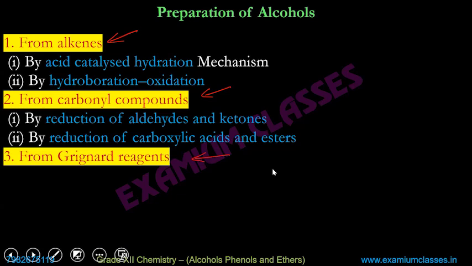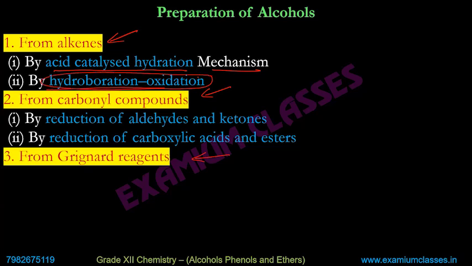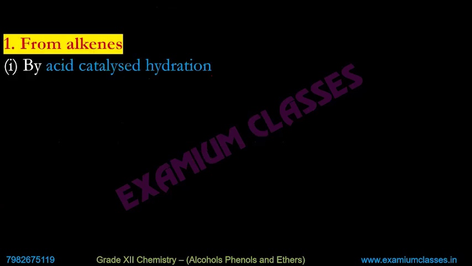Preparation methods, as usual, as we talked in case of haloalkanes and haloarenes, are very important here also. Preparation of alcohols. All these reactions will be used in conversion. First one is by acid catalyzed hydration mechanism and hydroboration oxidation. From alkenes by acid catalyzed hydration, this mechanism is also asked very frequently.